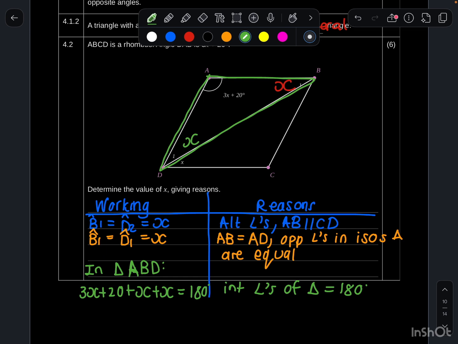If we simplify, 3x plus x, so that is 5x, is equal to 180 minus the 20. So 5x is equal to 160. And so x is 160 divided by 5. So x is 32 degrees.